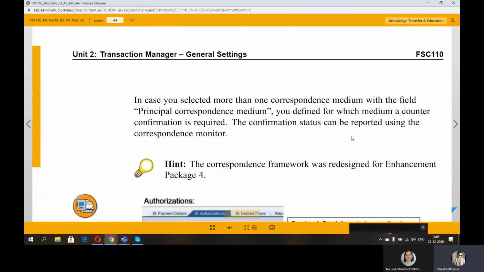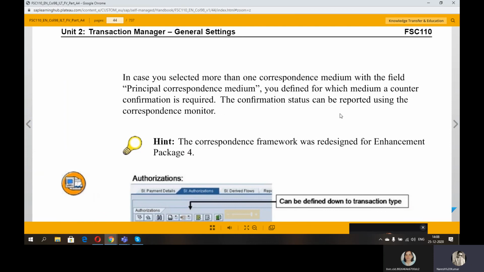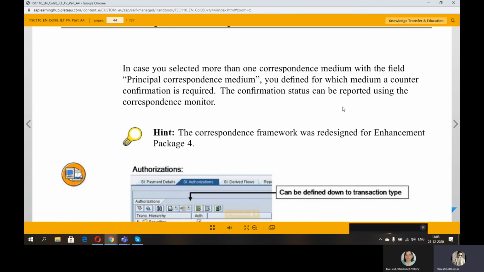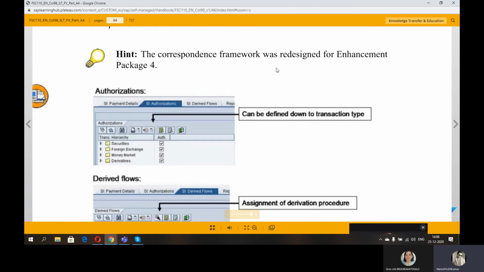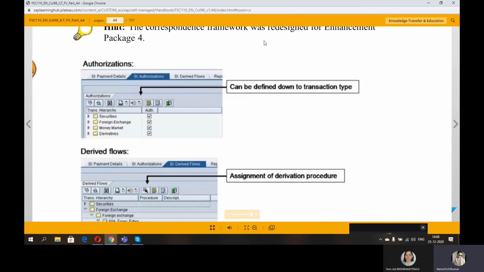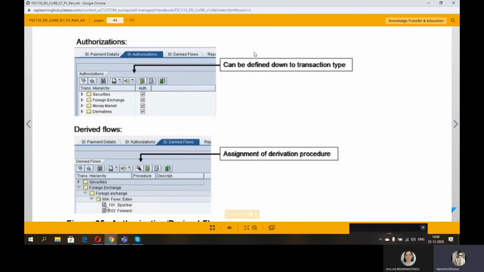In case you selected more than one correspondence medium with a field principal correspondence medium, you define for each medium whether a counter confirmation is required. The confirmation status can be reported using the correspondence monitor. So this is where the correspondence will be taken. It can be defined down to transaction type. And then assignment of derivation procedure.